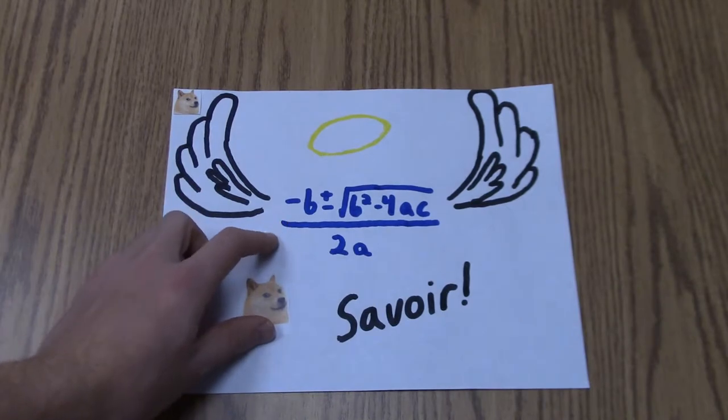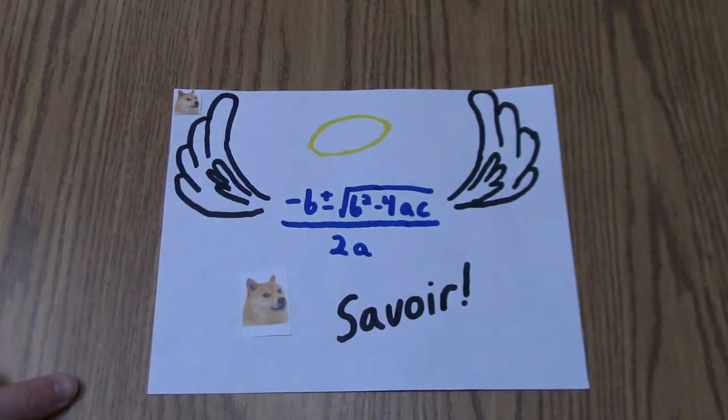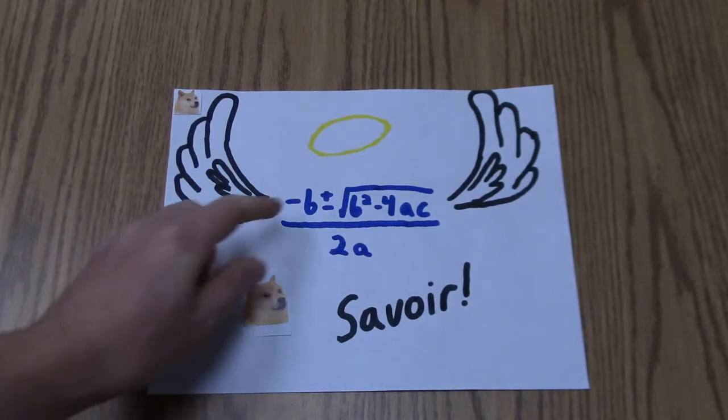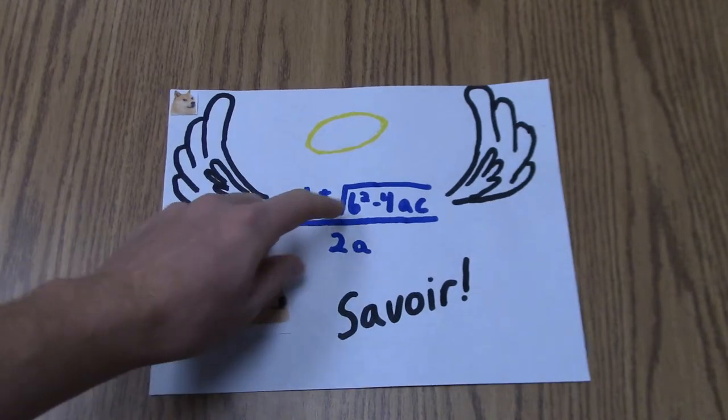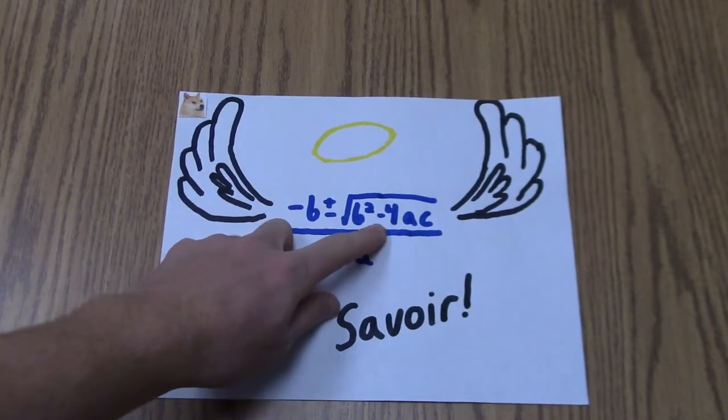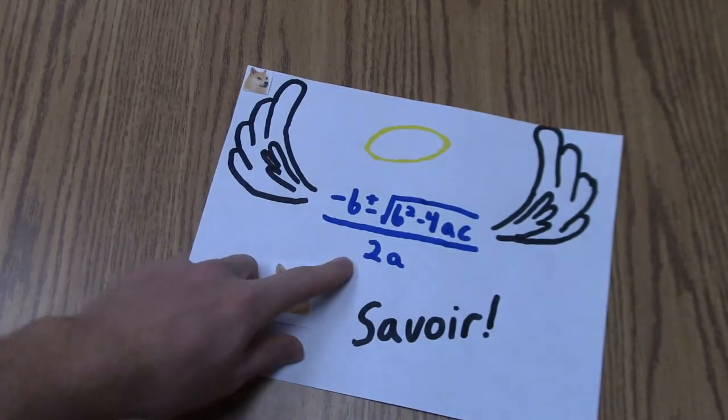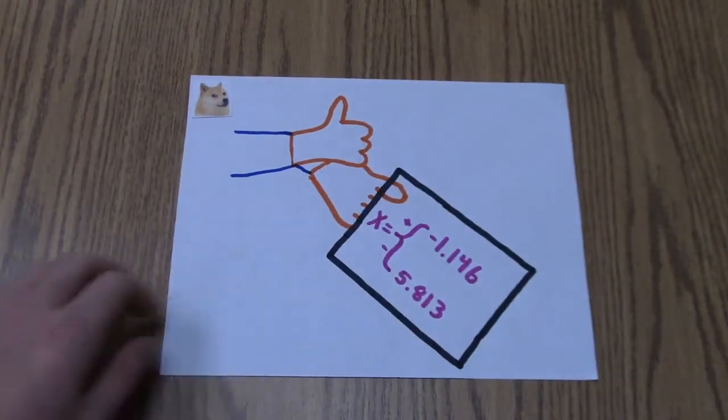Although there are other ways to find the solution to a quadratic equation, many people think that the quadratic formula is the easiest. The quadratic formula is negative b plus or minus the square root of b squared minus 4ac, all over 2a. It's simple, you just need to plug it in.